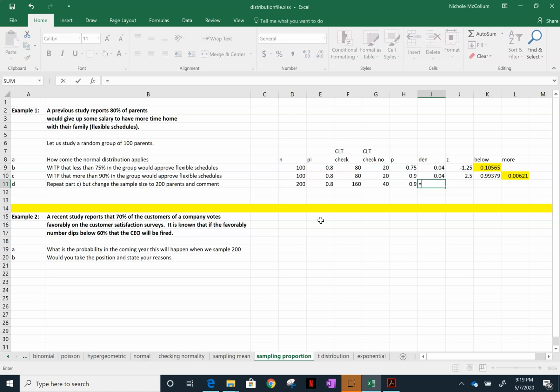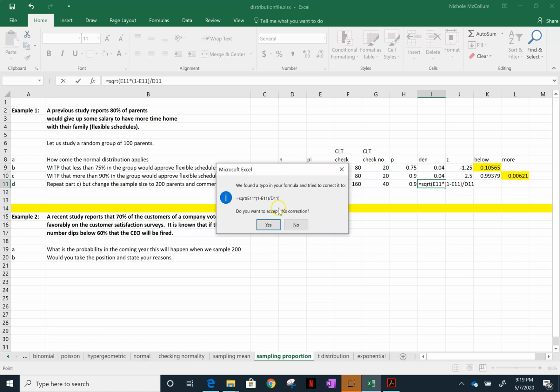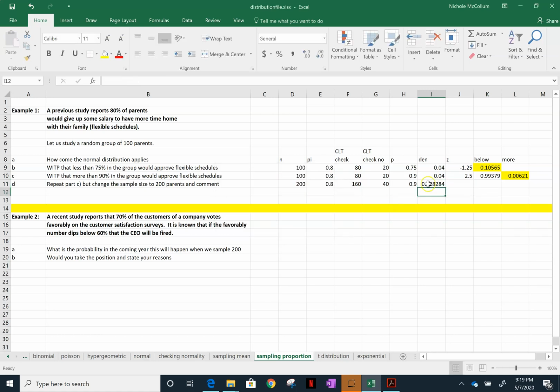What's our denominator? Well, that has changed. Our denominator is the square root of pi times 1 minus pi, all divided by n. And yes, I know I didn't add the extra parentheses. Thank you, Excel. So first thing to note, if I had a sample of 100, that was your spread factor. A sample of 200 has this spread factor. Notice the spread factor went down. It went from 4% to 2.8%.